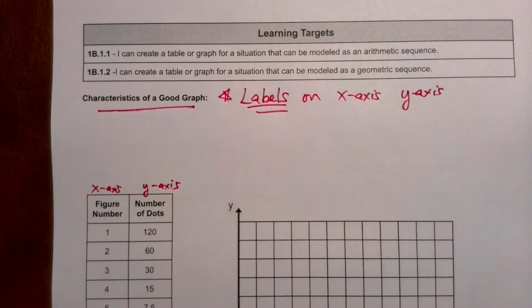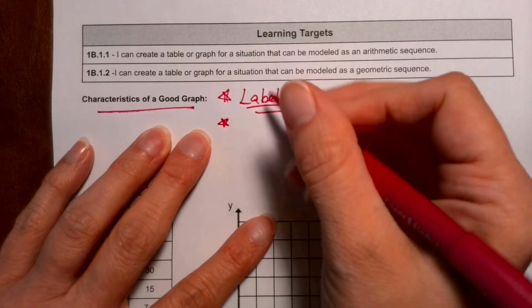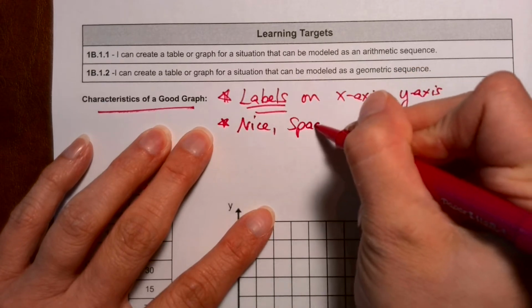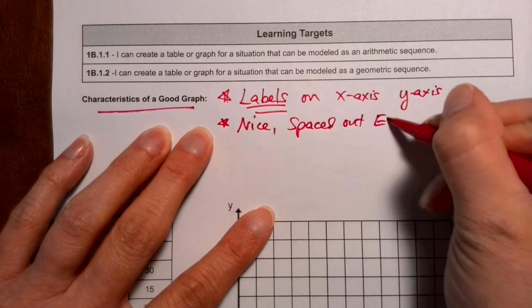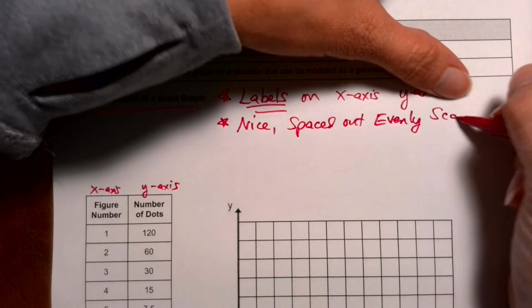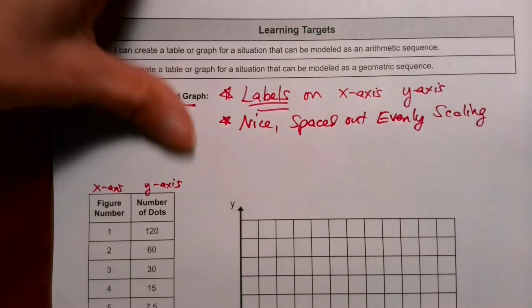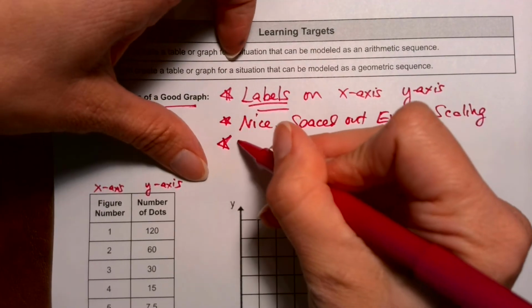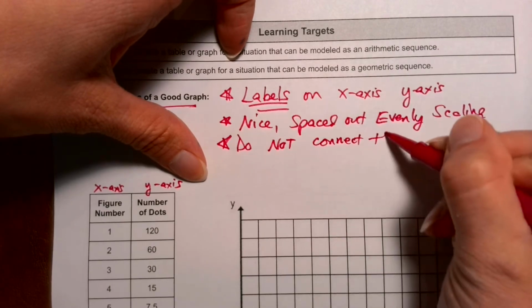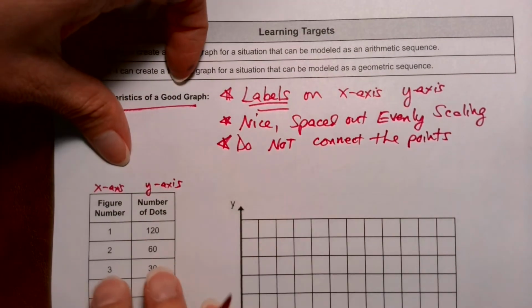Some of you do a great job of highlighting these with colors and then matching them up. The second thing that you have to make sure that you have is nice, evenly spaced out scaling, with numbers on the x and y axis. I'll call this scaling. If you go by 2, 4, 6, you have to keep doing that. And the last thing is we do not connect the points. These are just the points representing the data.